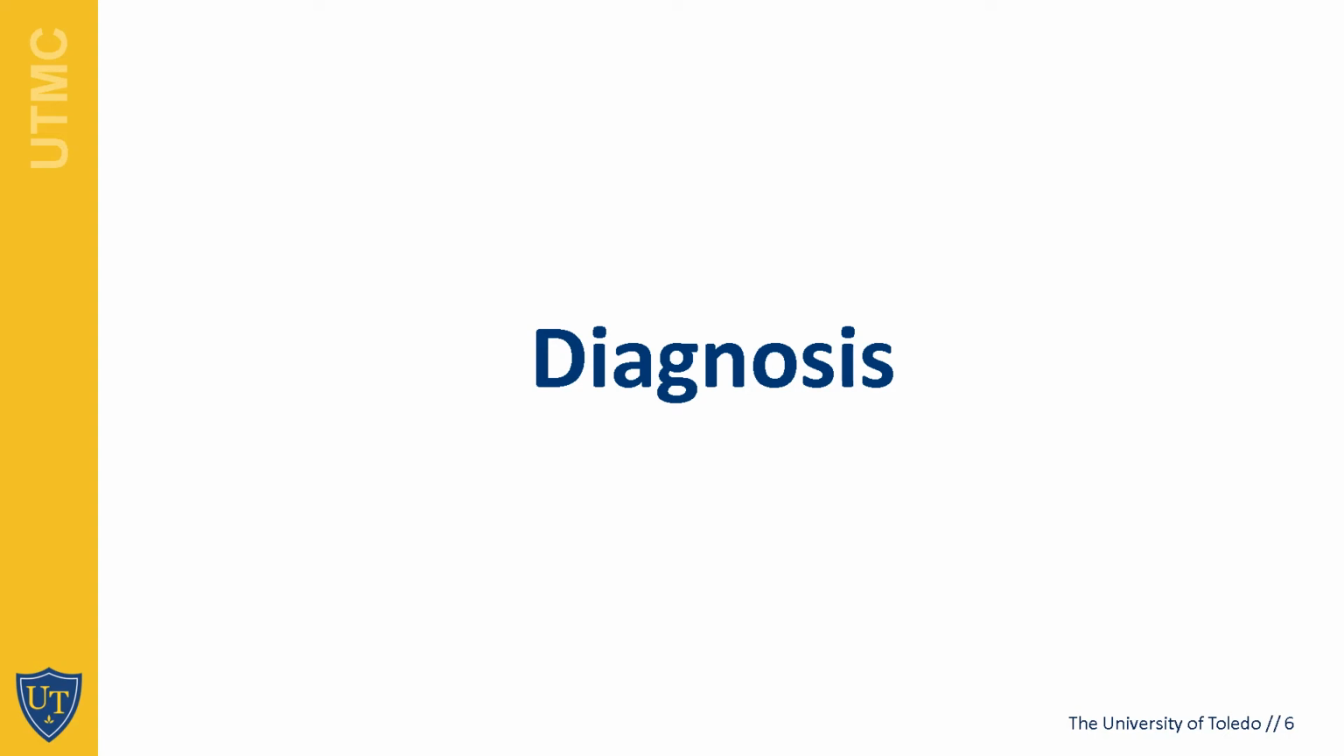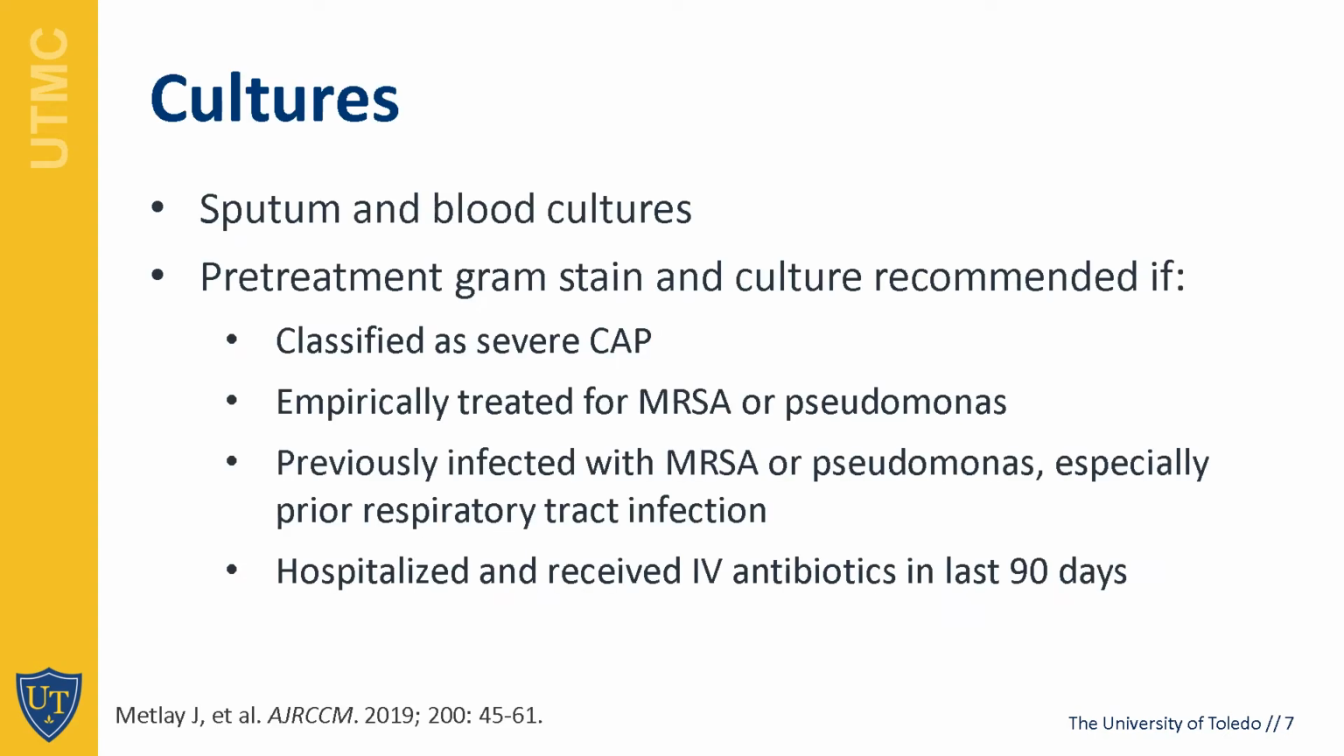So moving into the diagnosis. Per the guidelines, there are recommendations on getting sputum culture and/or blood cultures: it's really only necessary if the patient has severe CAP, or they have risk factors for MRSA or Pseudomonas, or they've been empirically treated for MRSA and Pseudomonas in the past, or if they have received any IV antibiotics within the last 90 days. If the patient is just a normal CAP patient, getting sputum cultures and blood cultures is not necessarily recommended. Blood cultures in community-acquired pneumonia rarely actually produce any organism, and the sputum cultures are also not very accurate due to the low yield of bacteria.